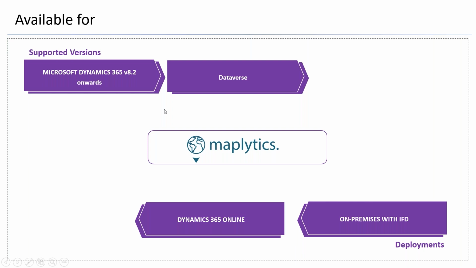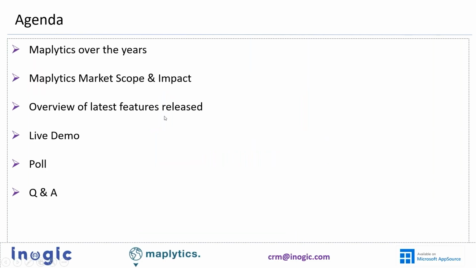Let's have a look over the agenda for today's webinar. First, we'll be going through the growth of Maplytics over the years. Next, I'll be giving you a quick overview about the market scope and impact of Maplytics. Next, we'll be going through the overview of the latest features that I'll be showing you in this demo, which will be followed by the live demonstration of all of those features. And next, I'll be launching a poll where you can vote for the features that you find the most useful. And lastly, we'll be having a Q&A session.